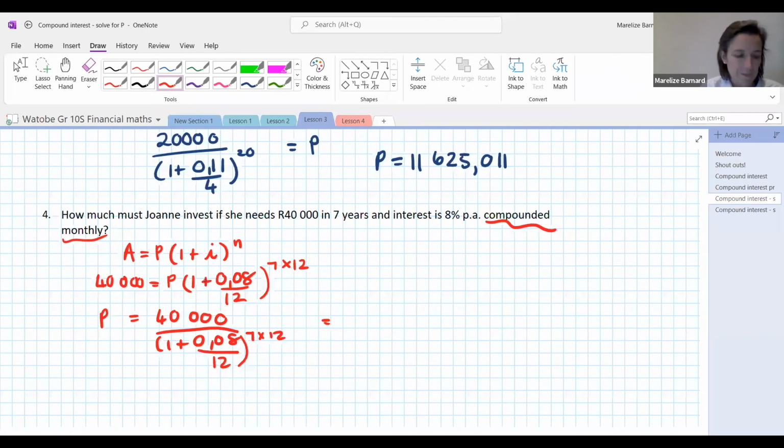40,000. To the power of 7 times 12, which is 84. 22,880, well done. 22,890.86. Yes, well done.